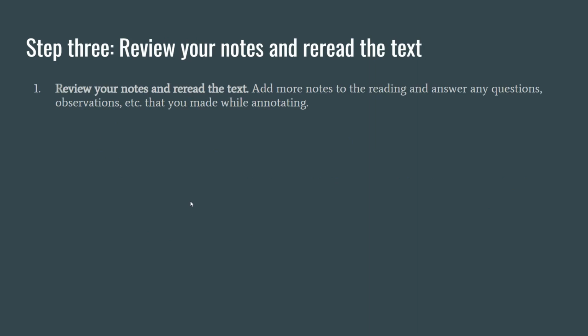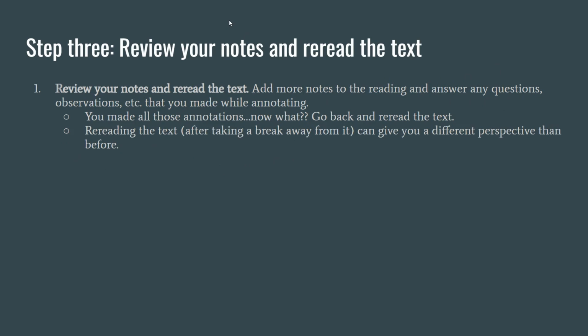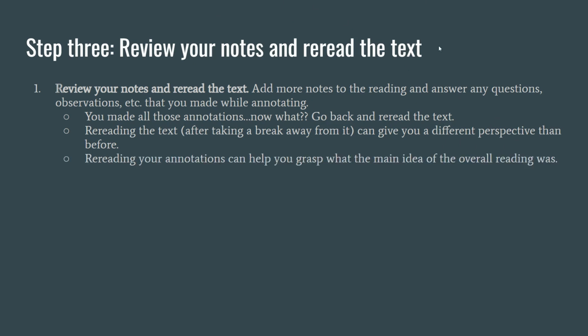Step 3, review your notes and reread the text. Review your notes and reread to add more annotations, but make sure you also answer any of those questions, observations, etc. that you made while annotating. You made all those annotations, now what? Go back and reread the text after taking a break. Take a break away from it, because when you revisit something after a break, you'll find new things and you'll maybe get better answers from questions that you had or confusions that you had. Basically, it gives you a different perspective than before.